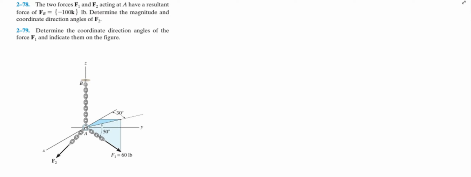Now, let's try this question. The two forces F1 and F2 acting at A have a resultant force of Fr which has the value of minus 100 k pounds. Determine the magnitude and coordinate direction angle of F2.